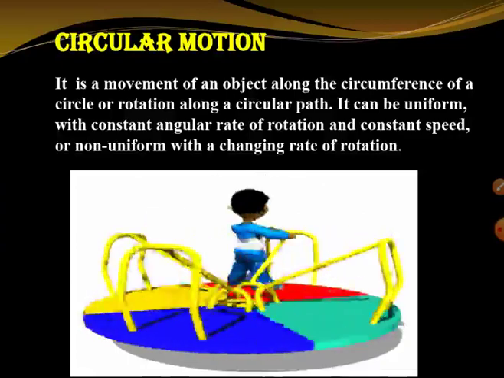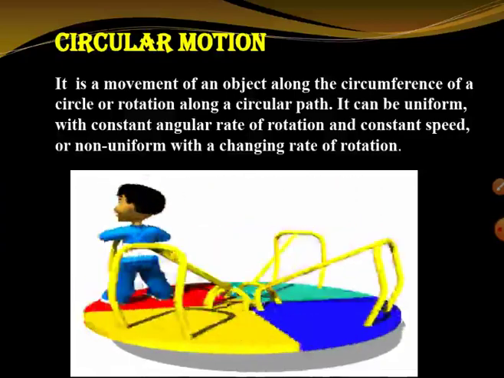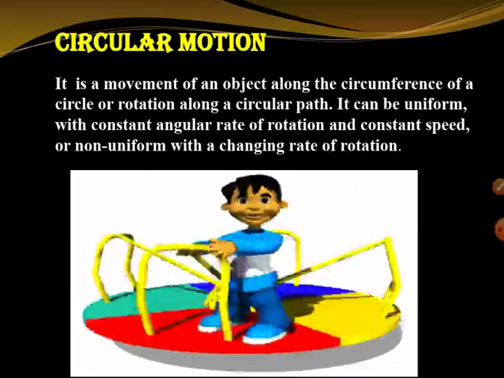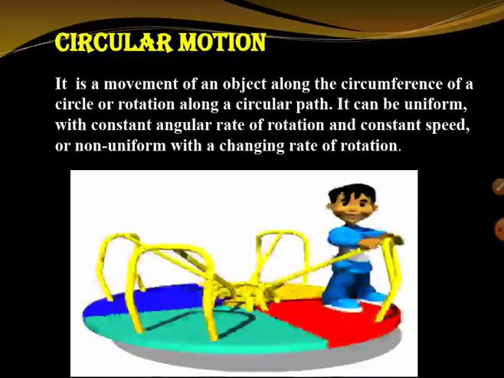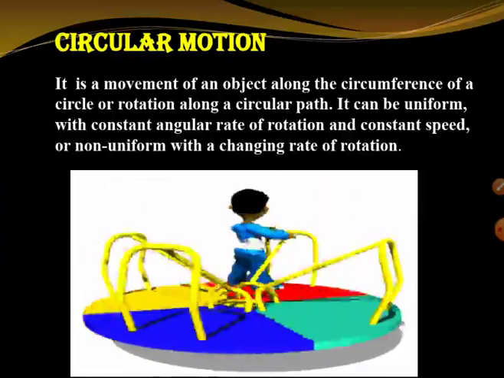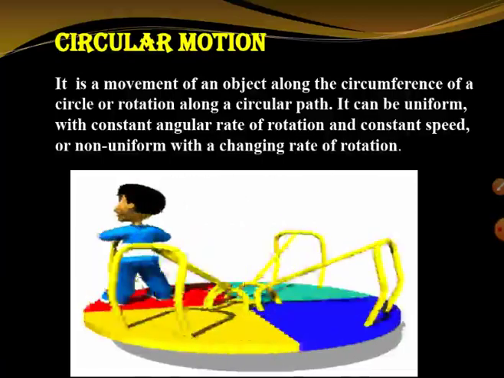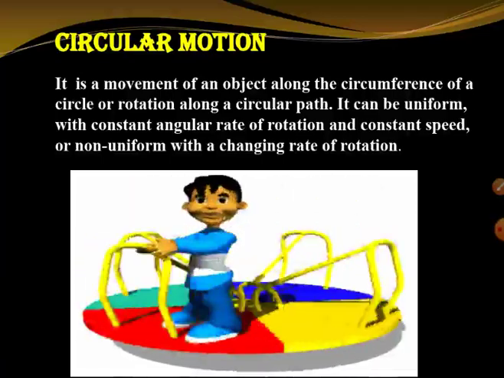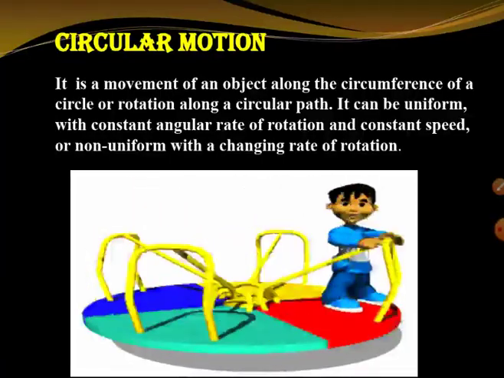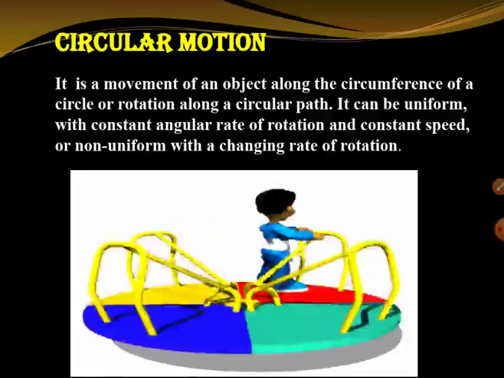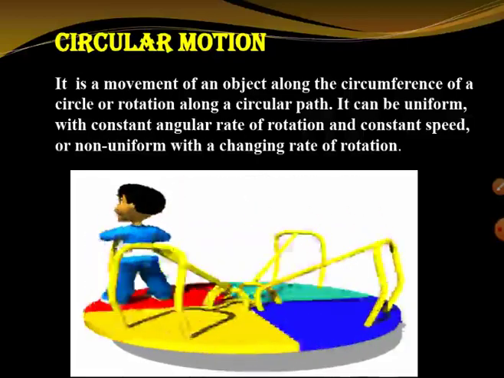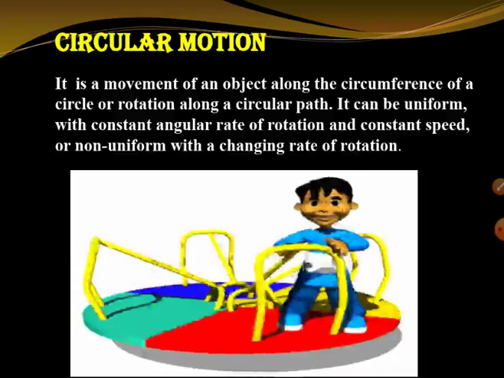One is the merry-go-round. Or if you take a stone and tie it onto a rope and reel it, then the motion of that stone will also be in a circular path. The rotation of the planets around the sun is also a circular motion. So these are all circular motions.